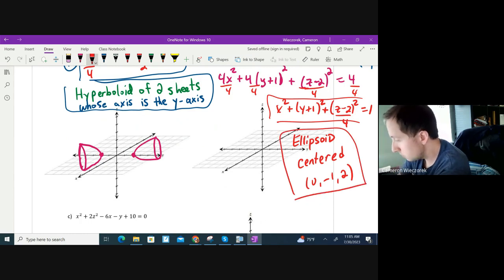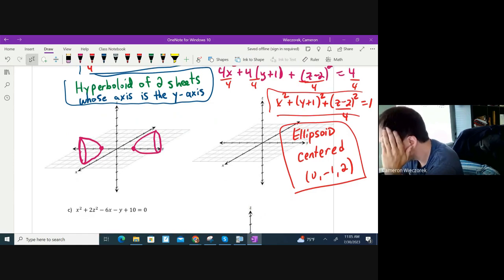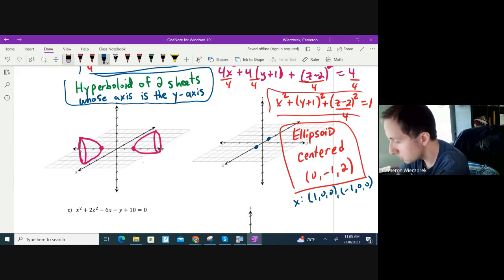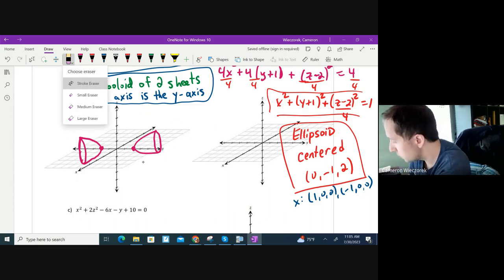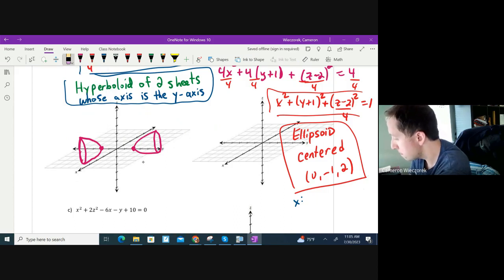Okay, so we also probably want to get the intercepts. If I get the intercepts, it'll help make the graph. So the x-intercepts are going to be at, let's see, (1, 0, 0) and (-1, 0, 0). Yeah. So there's my x-intercepts. No, that's wrong. Pause. Where are my x-intercepts going to be in this case? I've got to put 0 in. Oh, we're shifted now. Hang on.